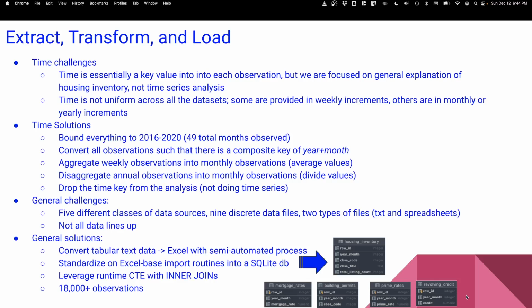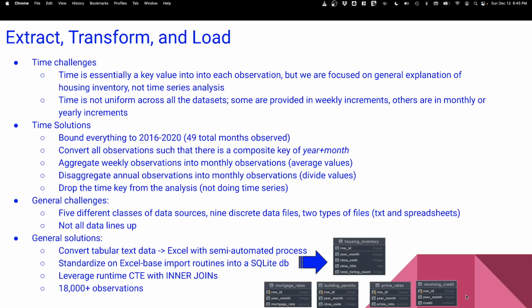We had a lot of variability across all the data sets. Some were provided monthly, some were provided weekly, others were provided in yearly increments. And there was a lot of different ranges. So we focused just on the 2016 to 2020 timeframe. And we built a composite key of month and year and use that to lock everything together across all the data sets.